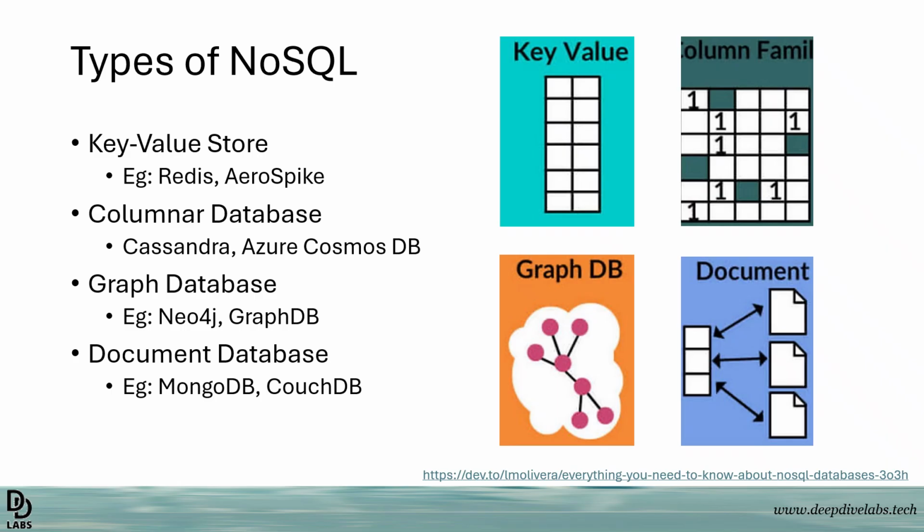From the images, you can get some insights into what each of them focuses on. So we'll dig deeper into each of these different types of NoSQL databases. In this module, we are going to look at the top three: the key value store, columnar database, and graph database. Because the document database needs a little more attention, we will deal with it in the next video. So now let's look at each of these NoSQL databases.